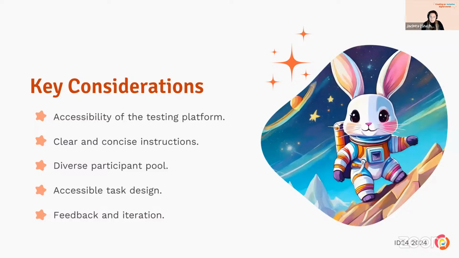So when conducting disability UX testing, moderated or unmoderated, it is essential to ensure that the process is inclusive and accessible to people with disabilities. And here are some key considerations. So the accessibility of the testing platform you're choosing to use. You need to ensure that it is both screen reader and screen magnifier compatible, as well as other assistive technologies as well.